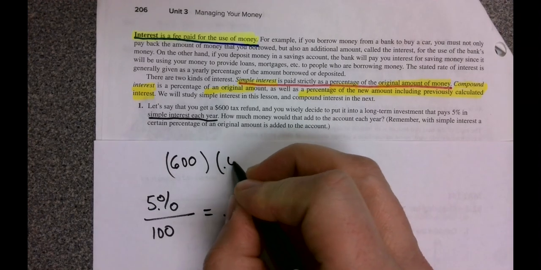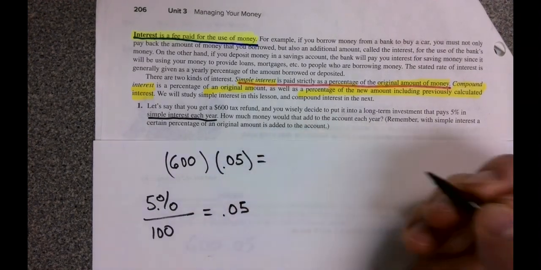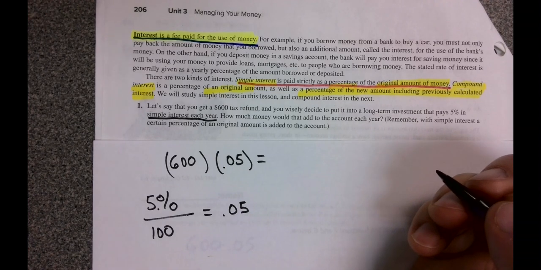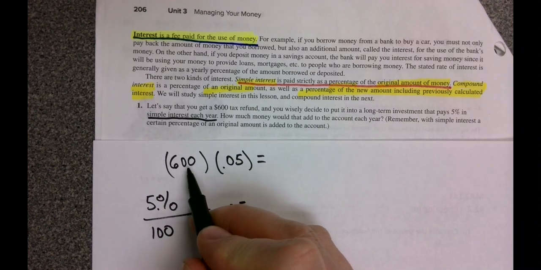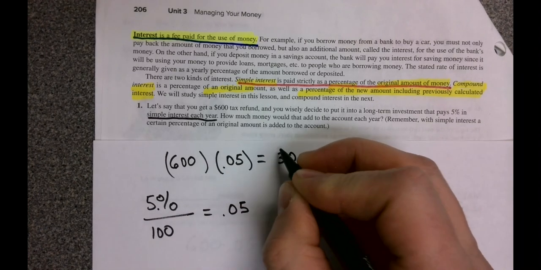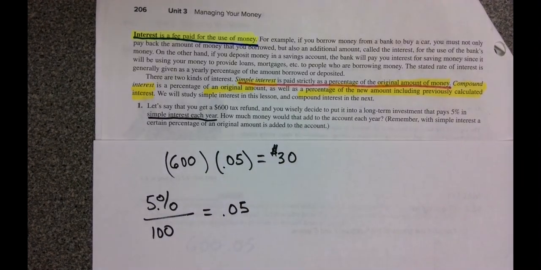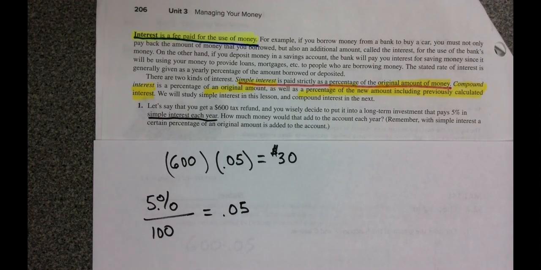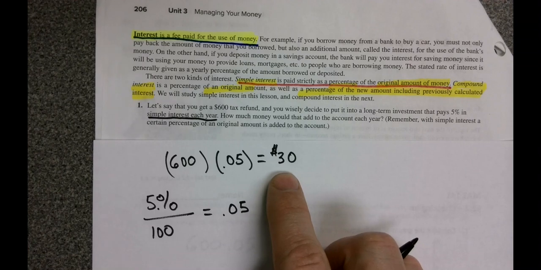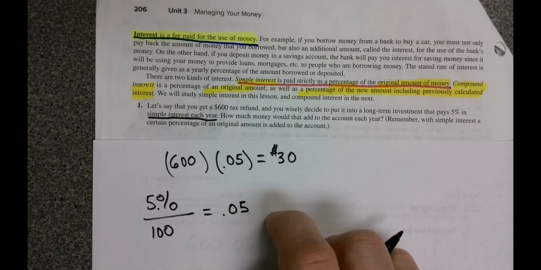So I will take $600 and calculate 5% of that. And this gives me, let's see, 10% of 600 is 60. So half of 10% is $30. So after 1 year, you'd earn $30 in the account. And in fact, every year after that, because this is simple interest, you would be given $30, assuming you never withdrew that original $600.